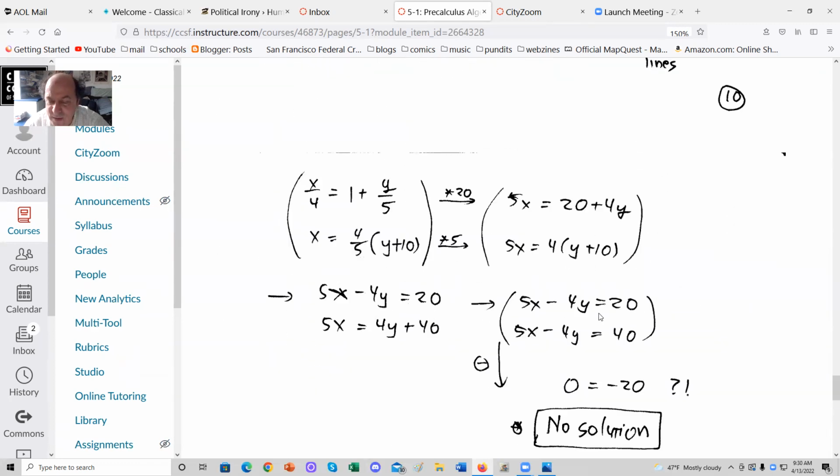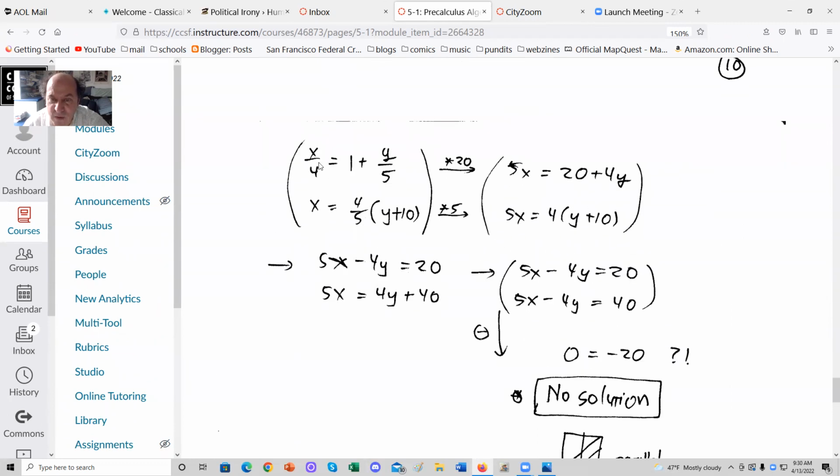Now, let's do a slightly different one. X over 4 equals 1 plus y over 5. X equals 4/5 of y plus 10. First equation, we rescale by multiplying by 20. And after some cancellation, we get 5x equals 20 plus 4y. Second equation, we rescale by multiplying by 5, and you get 5x equals 4 times y plus 10. Well, at least that gets rid of fractions.